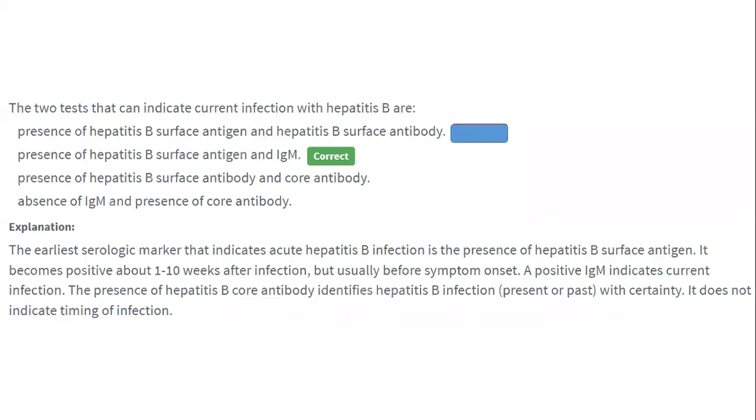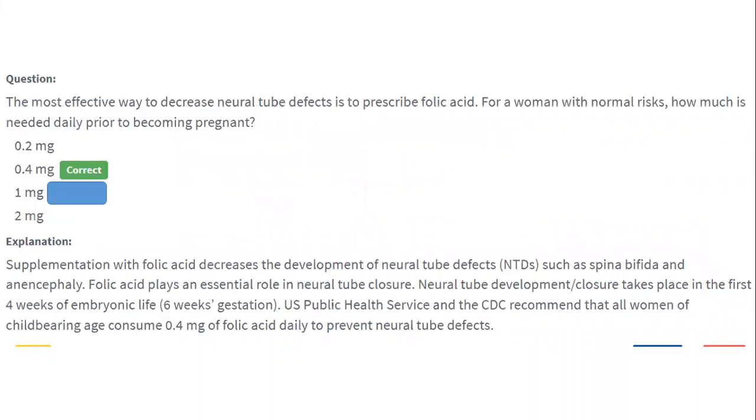Let me go to the next question. The most effective way to decrease neural tube defects is to prescribe folic acid for a woman with normal periods, and how much is needed daily prior to becoming pregnant. So you know, the neural tube defect is one of the diseases.